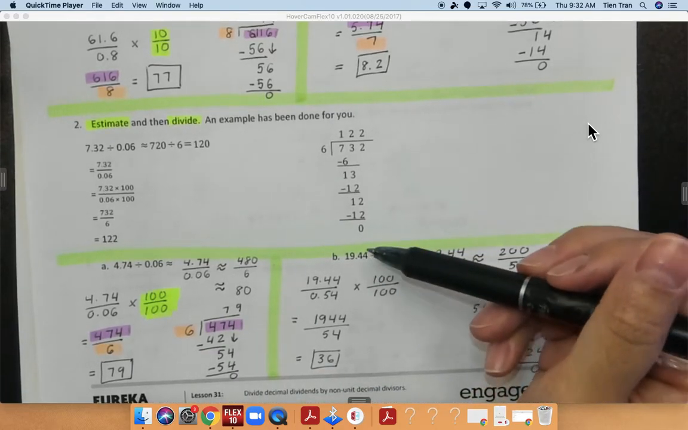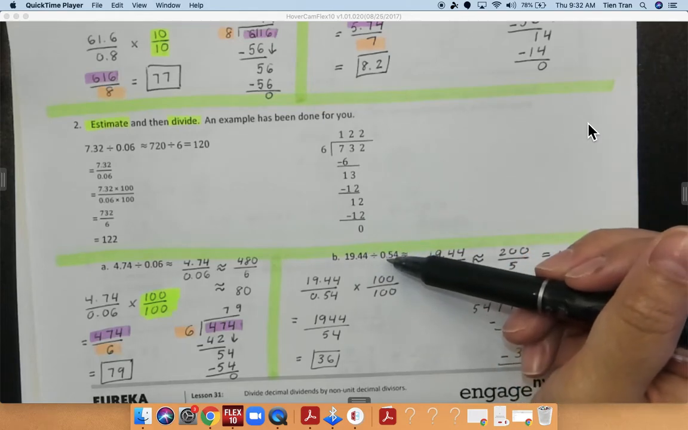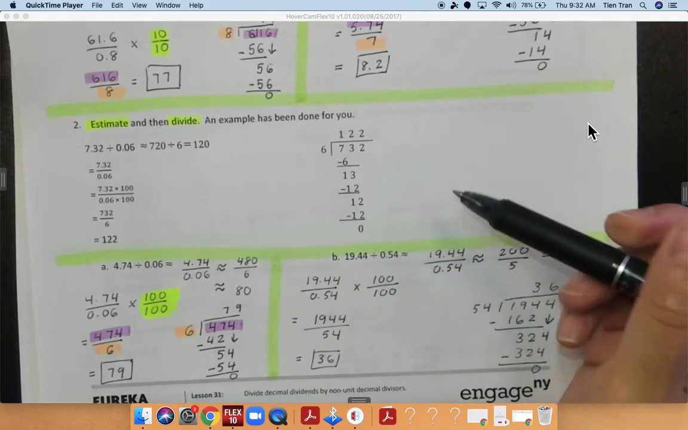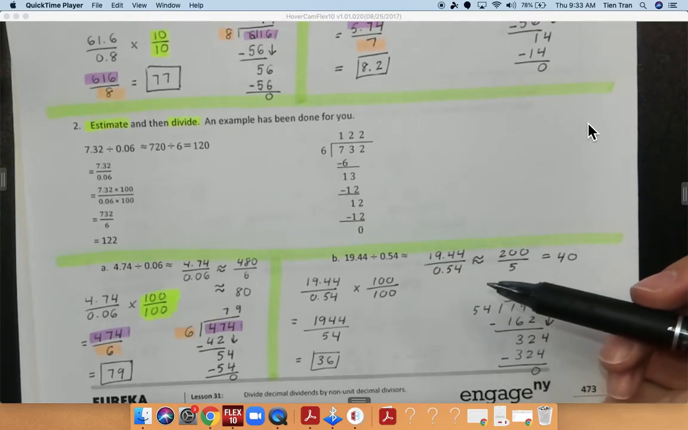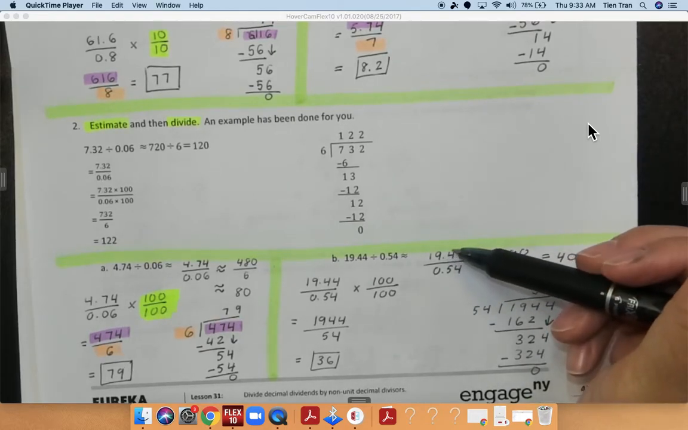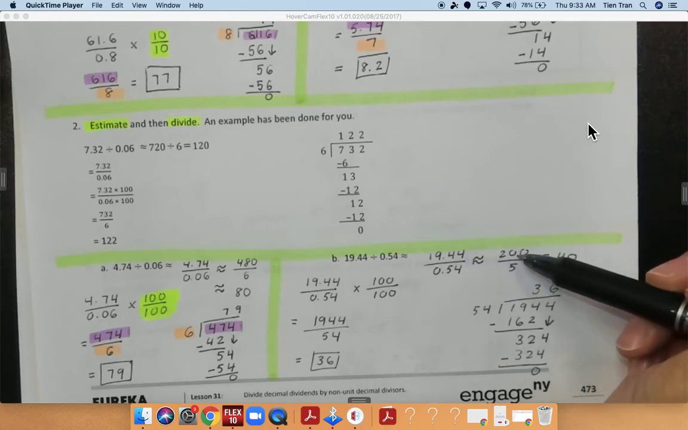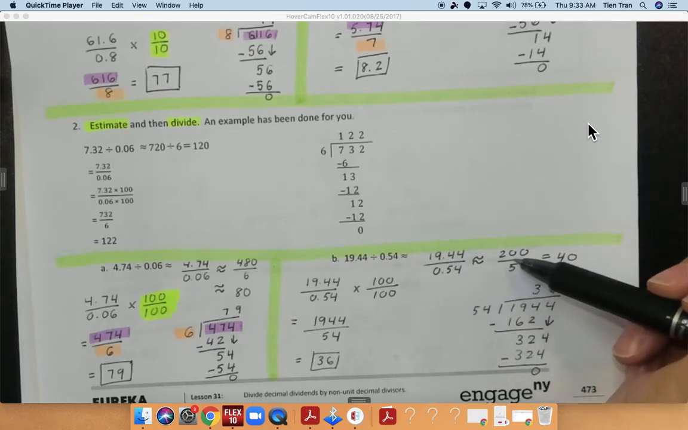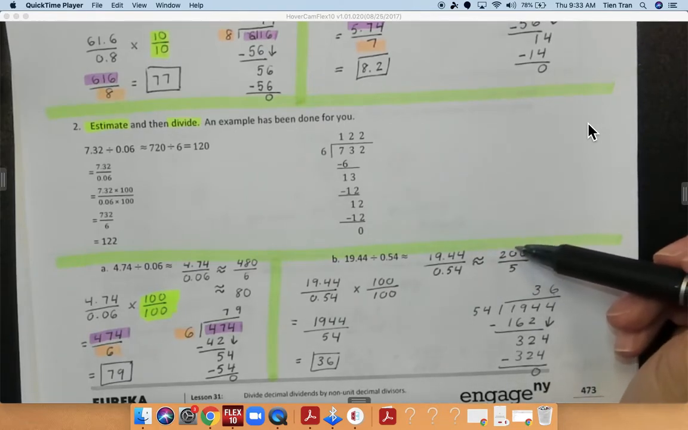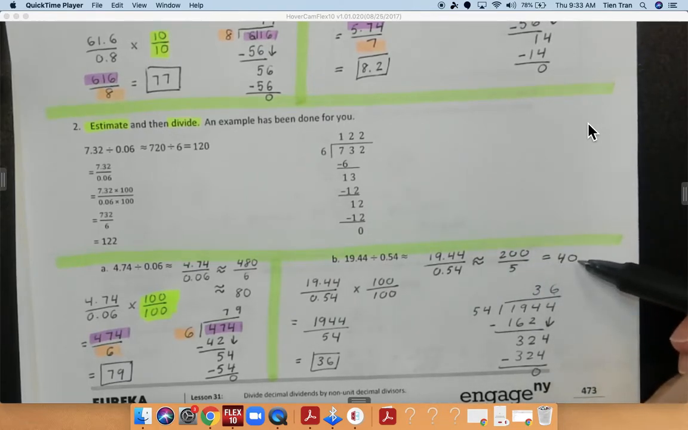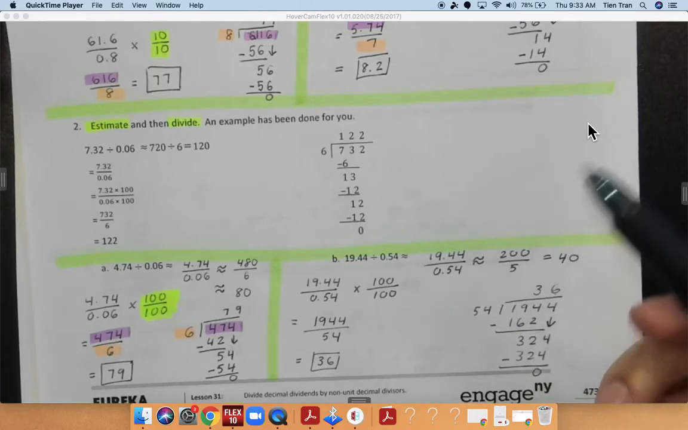On this side, we have 19 and 44 hundredths divided by 54 hundredths. First, they're estimating to make sure that their number is close to that. So 19.44 was changed to 200, and 0.54 was changed to 5. I know that 200 divided by 5 is equal to 40, so our answer would be around 40.